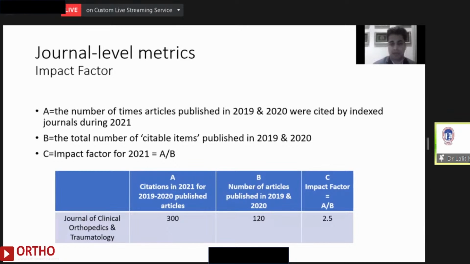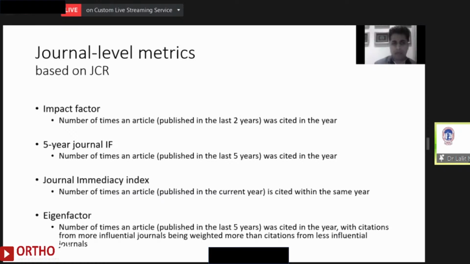Just to give an example, JCOT, for example, had, say, 300 citations this year for articles published in the last 2 years, and the total number of articles published in the last 2 years was, say, 120, which is, of course, just an example. The impact factor is 2.5 because it is 300 divided by 120. So the impact factor is the number of times an article published in the last 2 years was cited in that year. But that is just one way of measuring.